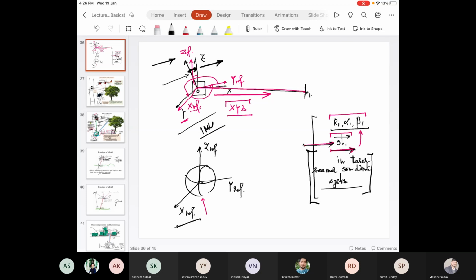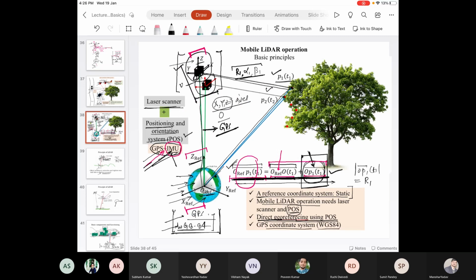So if it will not be there, then there will be a problem at this stage. This transformation cannot be done. What will happen if we don't have a GPS unit? If we don't have a GPS unit, then the trajectory, how that origin O of a laser scanner coordinate system is moving, that movement cannot be tracked.